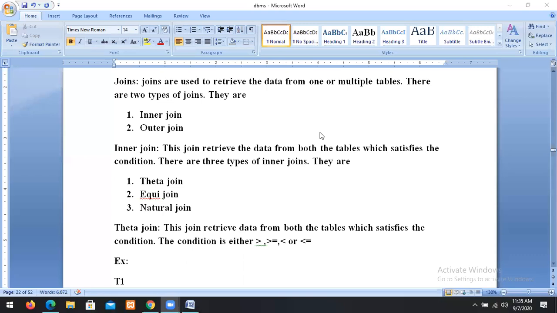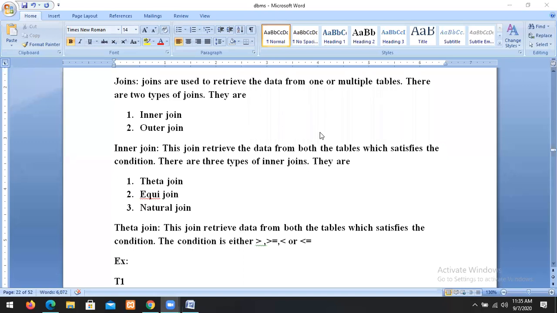There are two types of joins: inner join and outer join. Joins are used to retrieve the data from multiple tables. Suppose I want to retrieve the data from multiple tables or one or more tables, I use joins. One is called inner join, another is called outer join. What is inner join? What is outer join?